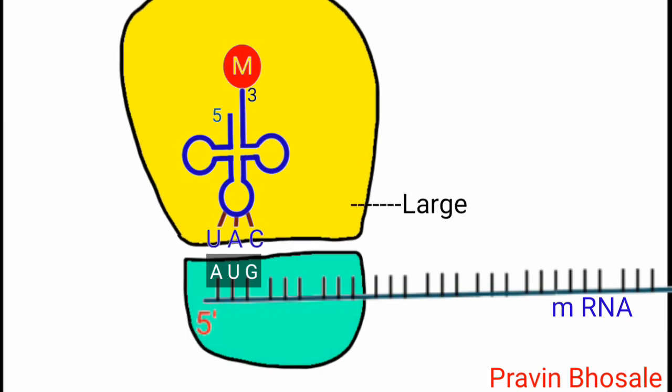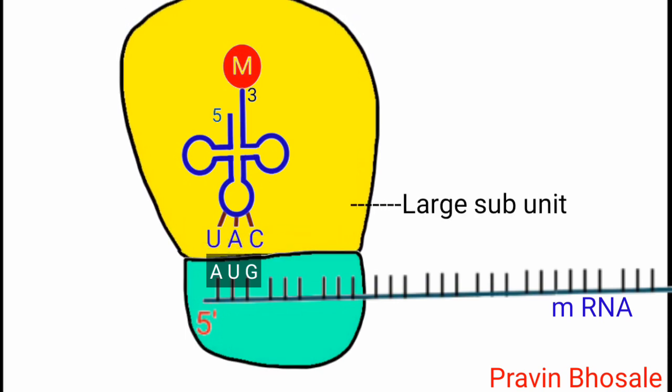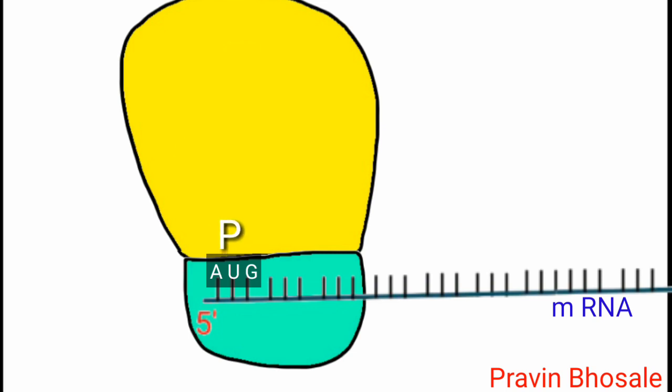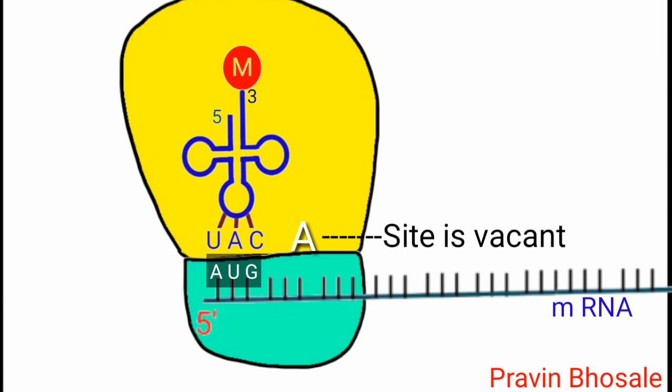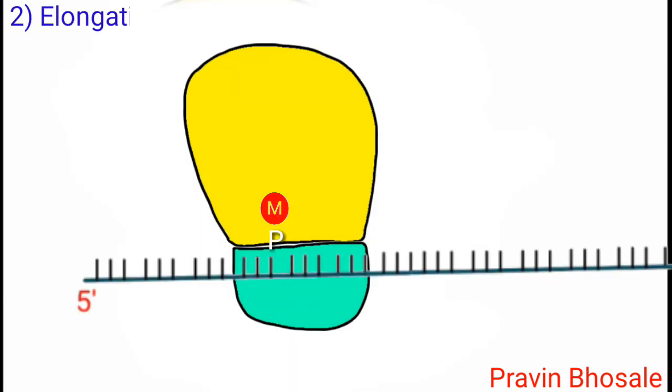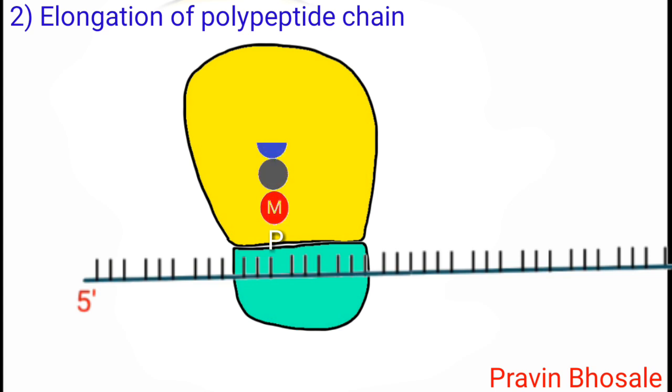Now, the large subunit of the ribosome joins with the smaller subunit, which requires magnesium ions. The initiator charged tRNA with activated amino acid methionine occupies the P site of the ribosome and the A site is vacant. Elongation of the polypeptide chain: during this process, activated amino acids are added one by one to the first amino acid methionine.